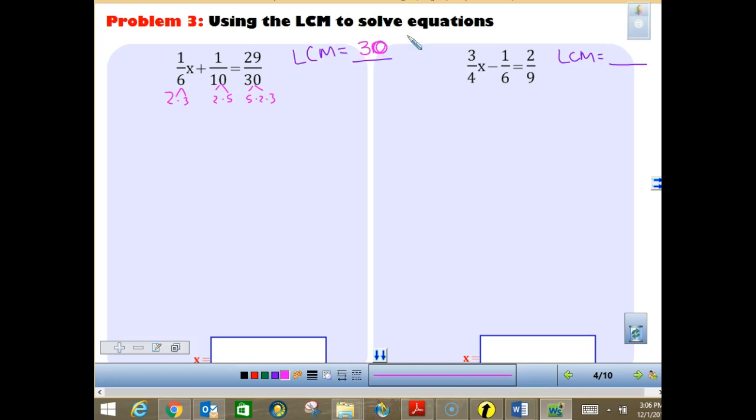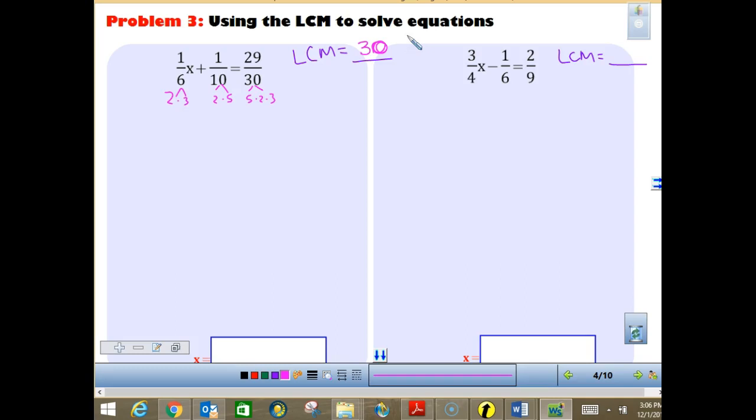Okay? So now we're looking at that next one. We have 4, 6, and 9. The smallest it could be is 9. But can 4 or 6 divide into 9? No. So now I might want to take 9 times 4. 9 times 4 is 36. Does 6 go into 36? Yeah. So I'm done, right?